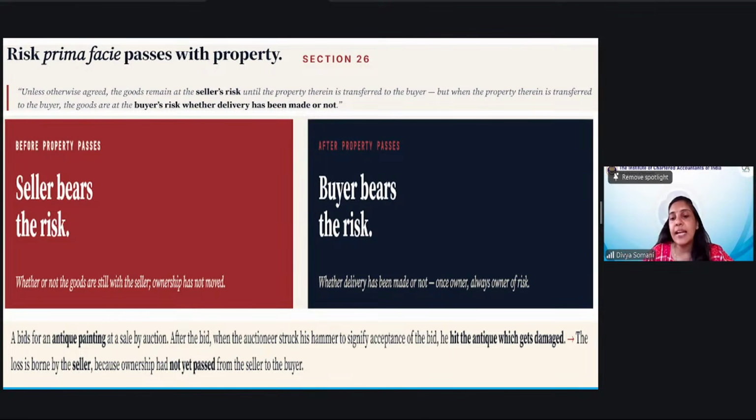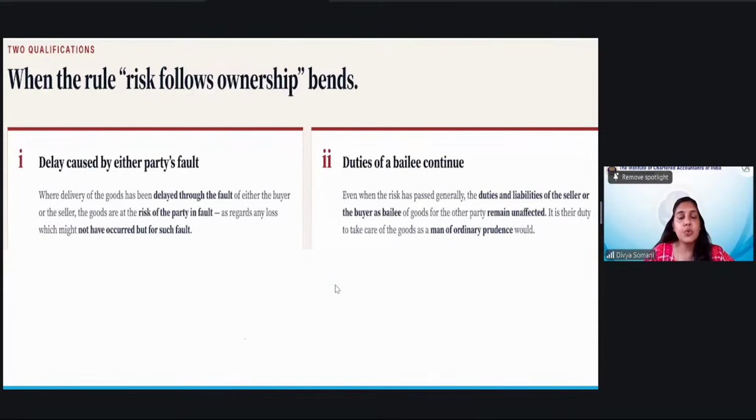So if it had happened after the third fall of the hammer, the ownership would have passed. But if it is happening before that, in that case, the seller is still the owner, so he will bear the risk. So here it is mentioned that the loss shall be borne by the seller, because the ownership had not yet passed from seller to buyer. So in case of auction sale, you have to be very careful in understanding when the ownership passes. It passes only after the fall of a hammer. Okay, so it's normally 3 times. So when the hammer falls, it is ultimately given to the other person. The ownership transfers. Let's move on.